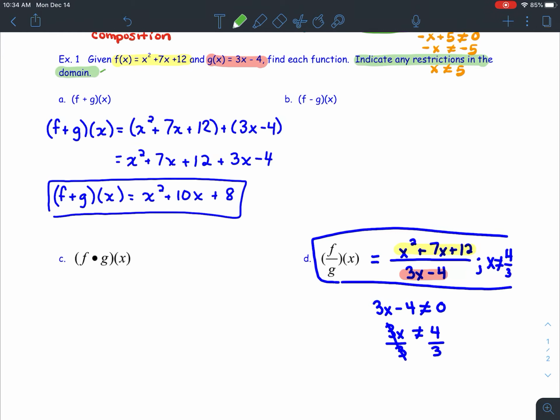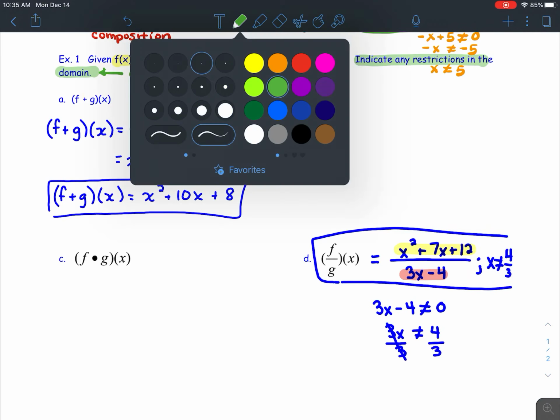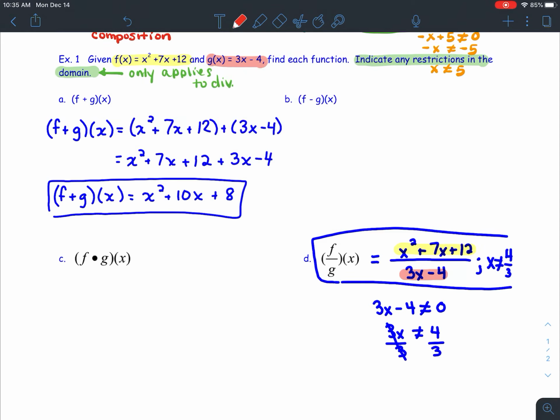If you want to make this note to yourself, that's really only going to apply to division. That only applies to division problems. You have this added step of taking the denominator, saying that's not allowed to equal 0, get the x by itself, and that is your restriction or your exclusion. So I'm going to go ahead and run through the subtraction and the multiplication, and then we'll take a look at composition here. So what we're doing for our subtraction, we write it like this.